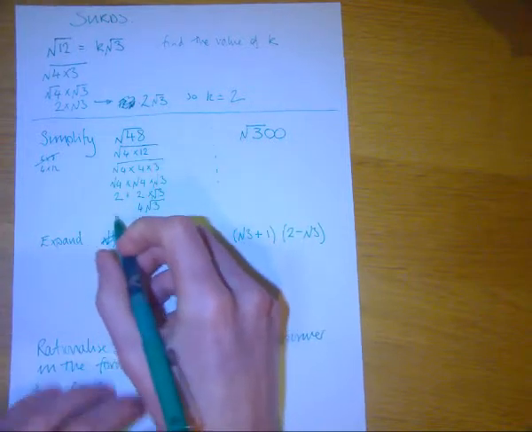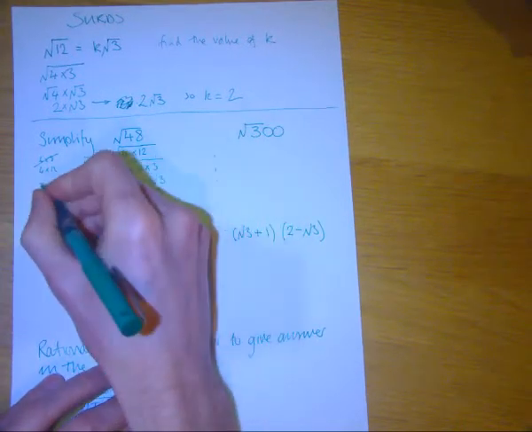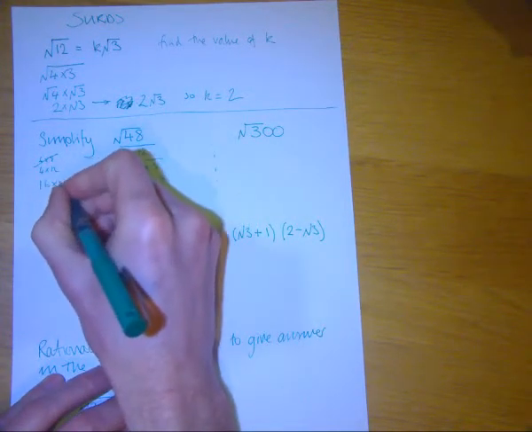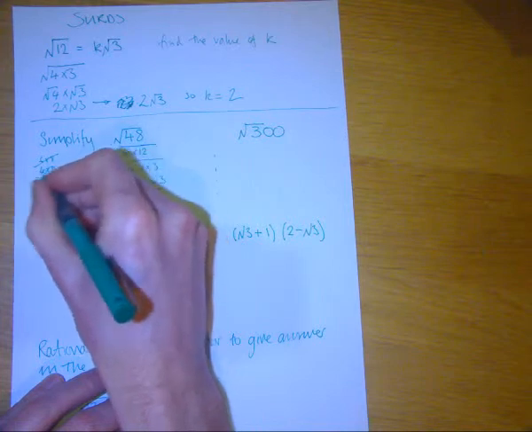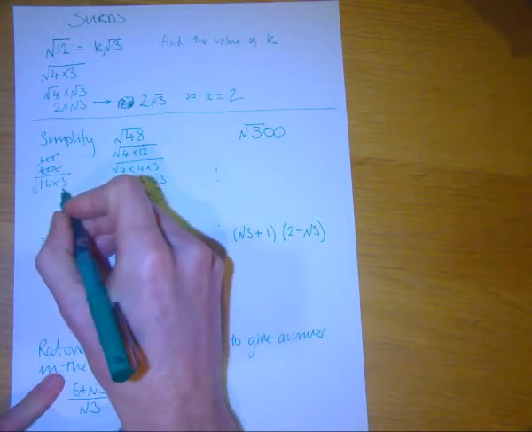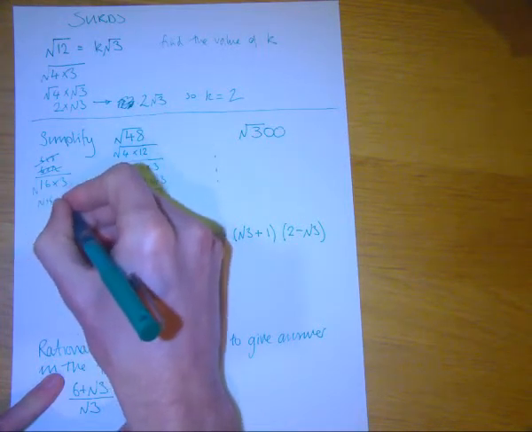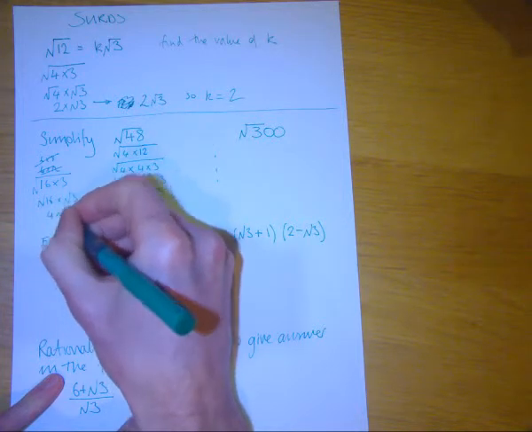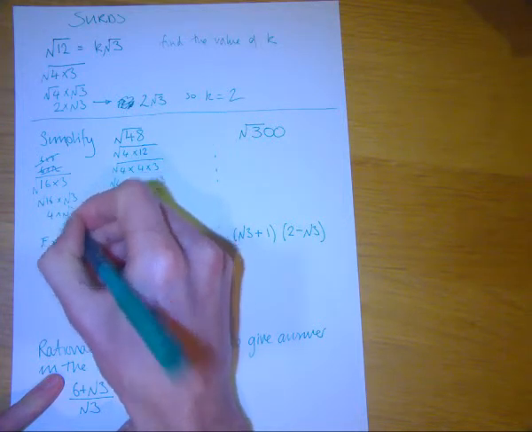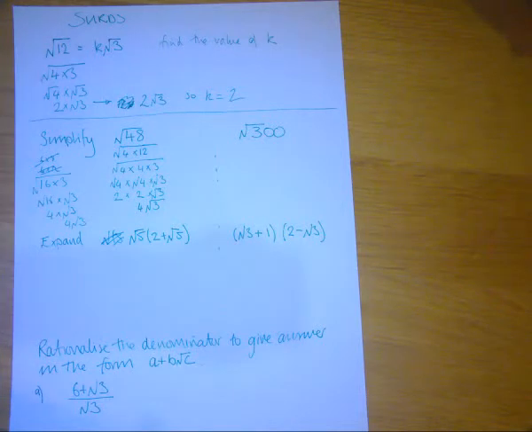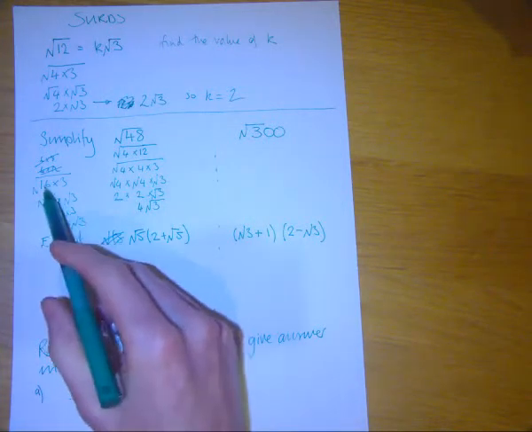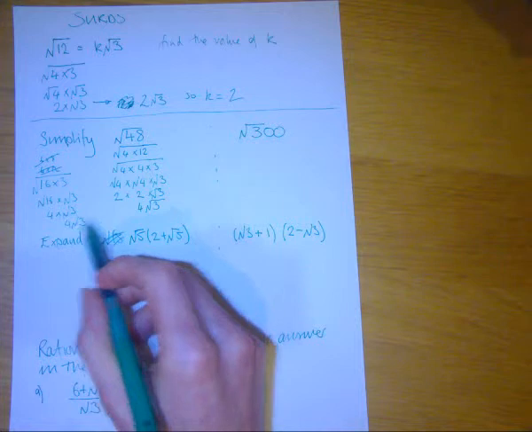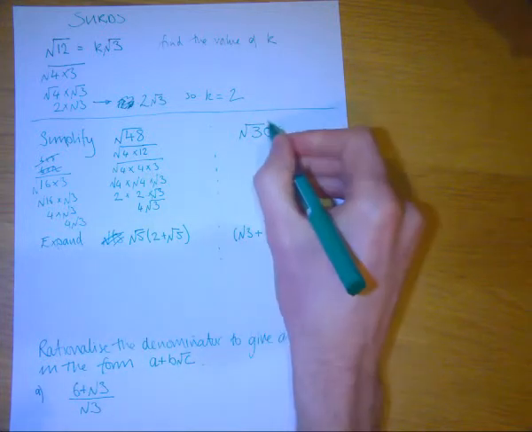Some of you may have said, well, actually, that was a bit of a waste of time. Couldn't you just say it's 16 times 3? So it's the square root of 16 times 3, which would be the square root of 16 times the square root of 3, which is 4 times the square root of 3, or 4 root 3. Yes, you could do it like that if you wanted to. Not everyone would have spotted that factor there. But as you can see, either way, you end up with the same answer.